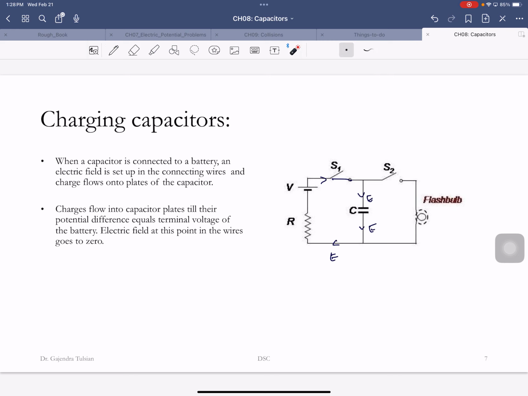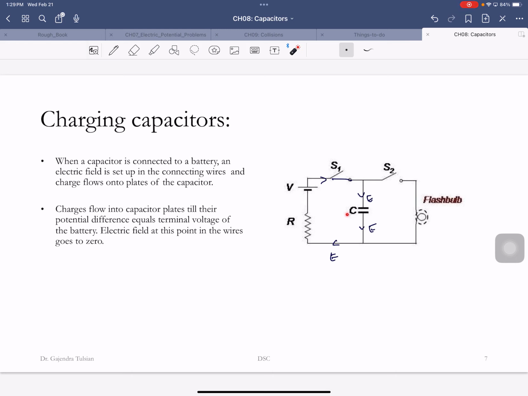And what happens is electrons flow from here to there and collect there, and then these will repel electrons, which will come over here. And once the voltage on the capacitor equals that, this electric field has gone to zero, and no more charges flow. So that's the charging process. So charges flow into capacitor plates till their potential difference equals the terminal voltage of the battery. Electric field at this point in the wire goes to zero. So now you have transferred energy from here to there.